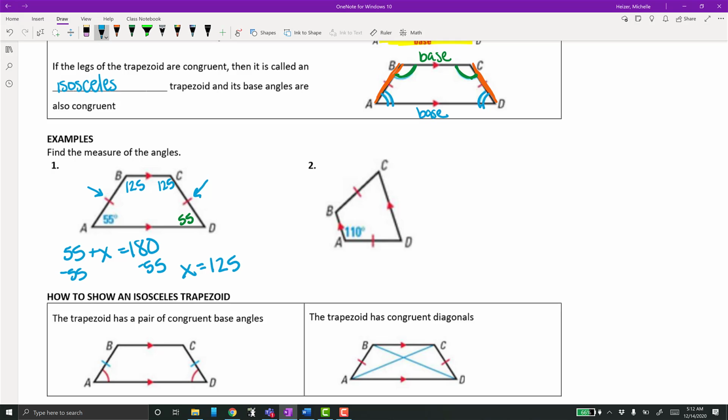All right, number 2. I'm going to pause for a moment and see if you can figure out number 2. Watch out because this trapezoid is kind of turned sideways from what you may be used to. Angle C and angle D are base angles together, and angle B and angle A are also base angles. So take a moment, hit pause, and try out this problem. See if you can find the measures of B, C, and D.